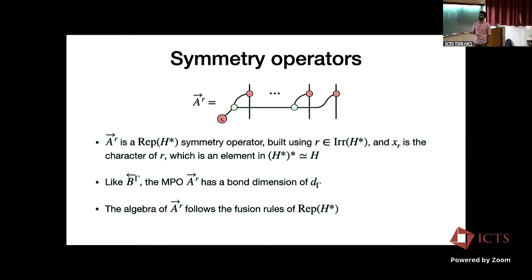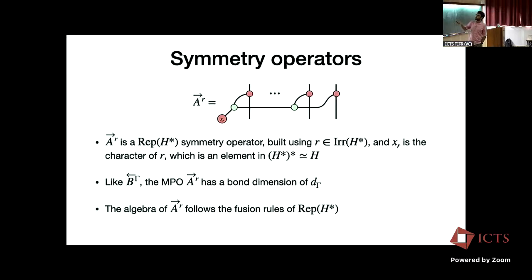Okay. Like I was saying, you can construct this symmetry operator also for the dual Hopf algebra. So take a representation of the dual Hopf algebra, play the same game. The difference now is that it acts from the left and from the bottom. Now it acts by multiplying rather than co-multiplying on these qubits. It also has a bond dimension D gamma, and the algebra follows the fusion rules of rep H dual.